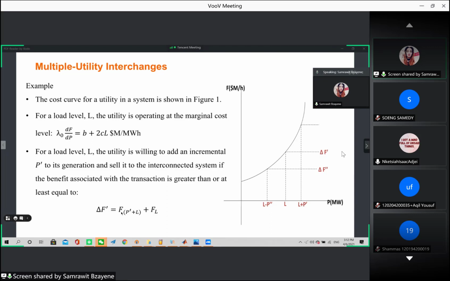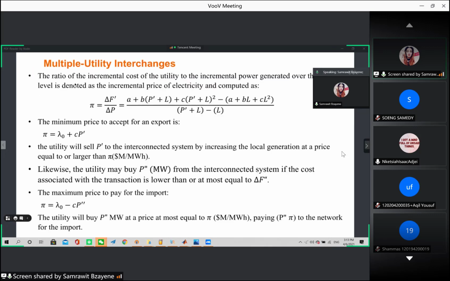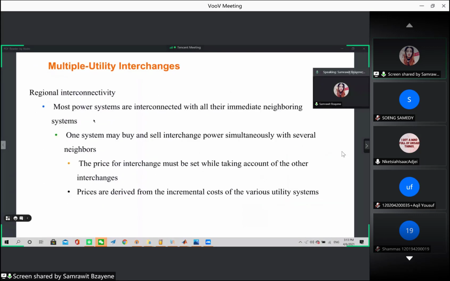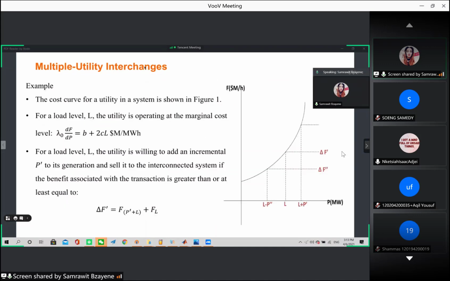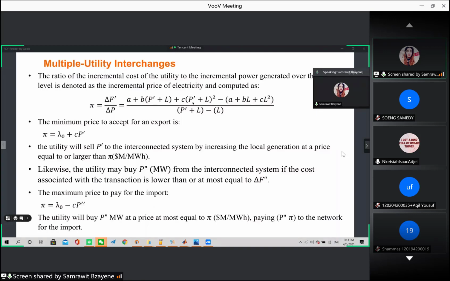Change F single prime is equal to the cost of P prime plus A, which is the load, plus the price of Fn, which is N. So when we see the ratio of the incremental cost, that is pi, the change of F single prime by the change of P, this is equal to A plus B(P prime plus L) plus C times (P prime plus L) squared, minus (A plus BL plus CL squared), over (P prime plus L) minus L, which is P prime, where A, B, and C are the cost function coefficients.